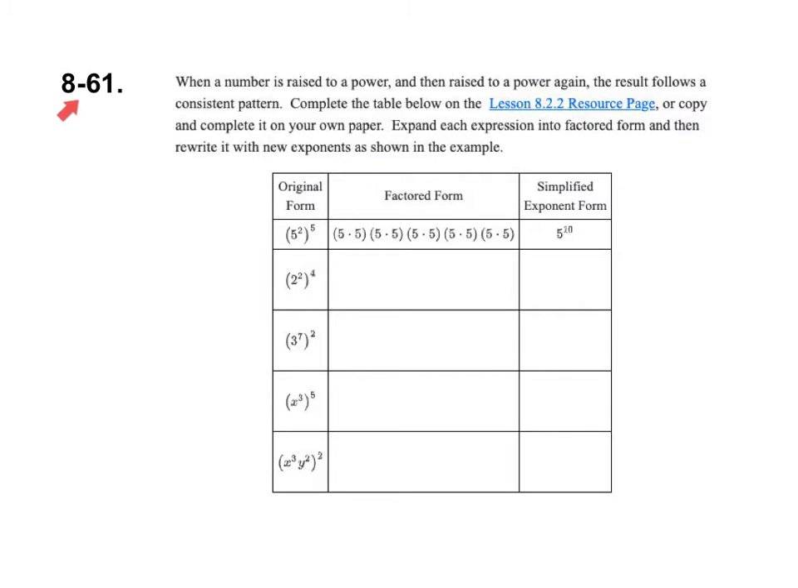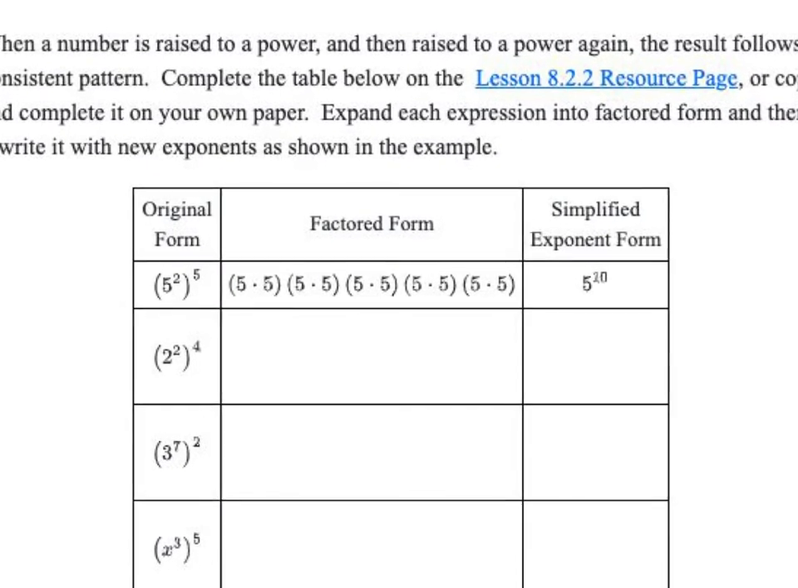So in problem 8-61, it says, when a number is raised to a power and then raised to a power again, the result follows a consistent pattern. Complete the table below on this lesson resource page. The lesson resource page is literally just this table here. So if you don't have this, it's fairly easy to just copy it down and complete it on your own paper, like I just said. Expand each expression into factored form, then rewrite it with new exponents as shown in the example. So here's our example, and we just want to rewrite these things and then write it in the simplified exponent form.